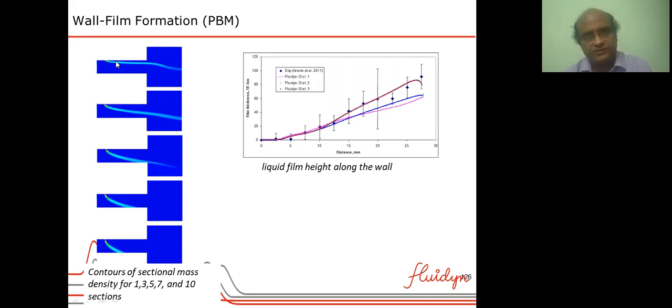For the smallest particle, the terminal velocity is less, and it gets carried away by the air. It doesn't reach the bottom surface during its stay in this region. As the particle size increases, the terminal velocity increases, and it comes more and more near to the surface. The coarser particles impact the surface and form a wall film, and that film progresses. On the right side, the calculated liquid film height is compared with the experimental data from the reference.